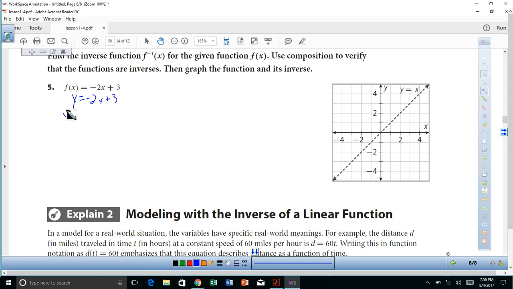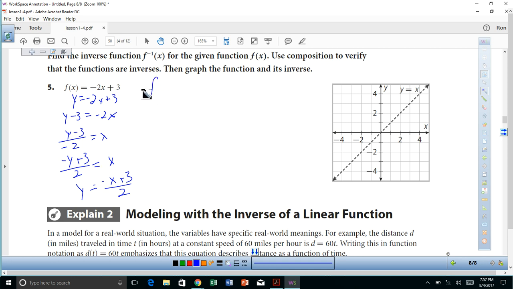We're going to subtract 3 from both sides. Y minus 3 equals negative 2x. Divide both sides by negative 2, and we got y minus 3 divided by negative 2 equals x. Now, we're not supposed to have a negative in the denominator, so we'll move it up. So we got negative y plus 3 over 2 equals x. And then we switch them around, and we have y equals negative x plus 3 over 2. And all I did was switch the x and the y.